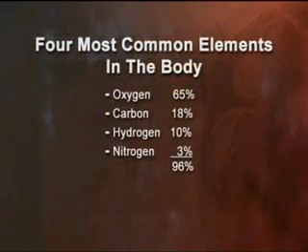Oxygen makes up, by weight or mass, about 65% of the body mass, carbon about 18%, hydrogen 10%, and nitrogen about 3%. If you add up those four elements, that takes care of about 96% of our body weight. So even though we have about 100 plus or minus elements that are present on Earth, four of them make up over 90% of our body mass.